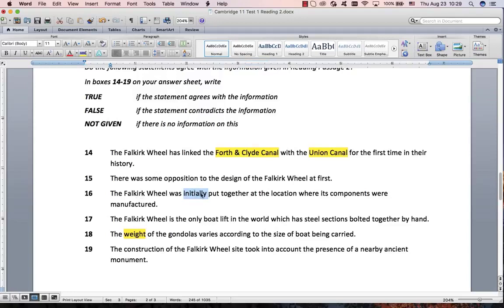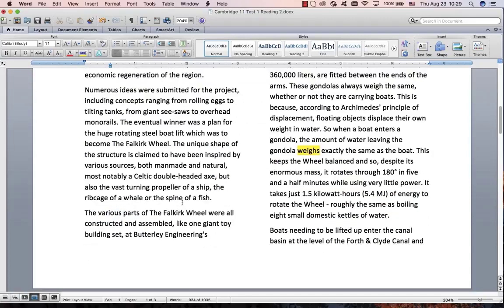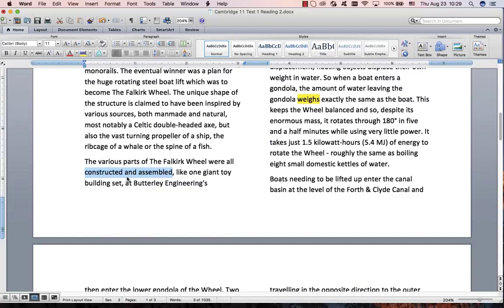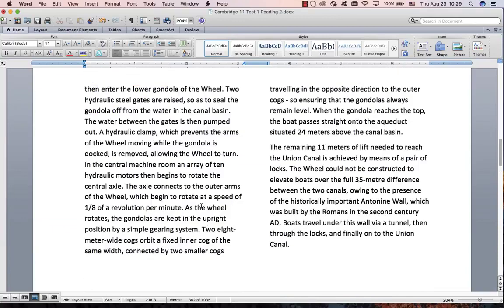Initially, at the beginning, put together at the location where its components were manufactured. Components, you probably don't know it, but it means the parts. And that's over there. There's manufactured. Alright, so this is close enough. This is parts, that's components. We'll come back to that later. Constructed and assembled, manufactured, close enough.